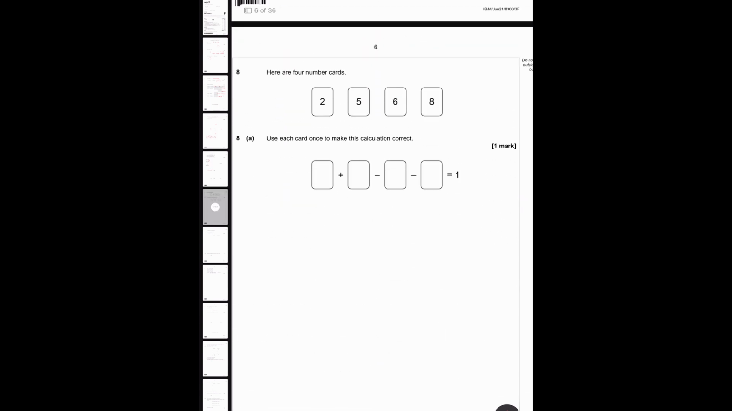The next question says there are 4 cards: 2, 5, 6, and 8. Use each card once to make the calculation correct. And we can see we're going to get an answer of 1. We are adding 2 numbers together and then we're taking away the other 2 numbers.